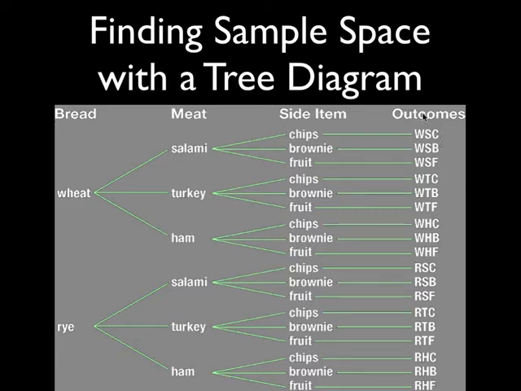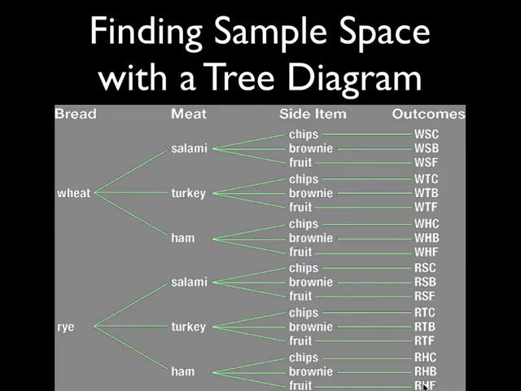These are the specific possible outcomes you will be able to make if you give those football players the option to choose what kind of bread, with this meat, and with what side item for that bread. So, how many possible outcomes are there? What is your sample space? Let's count. 1, 2, 3, 4, 5, 6, 7, 8, 9, 10, 11, 12, 13, 14, 15, 16, 17, 18 possible outcomes. So this is one way of determining your sample space using a tree diagram.